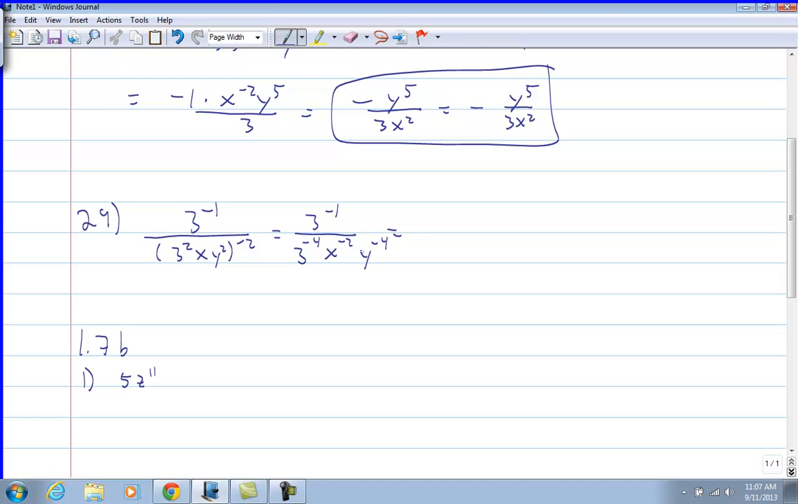All these being negative powers, we can of course bring them up. We end up with 3 to the negative 1 minus that negative 4, that power minus that 1, x to the positive 2. It's a negative power down below, goes up, becomes positive, and y to the negative 4. It's a negative power down below, comes up, and becomes positive. So we have 3 to the, that's negative 1 plus 4, so 3 to the 3, x squared, y to the 4th, which is 27, x squared, y to the 4th.